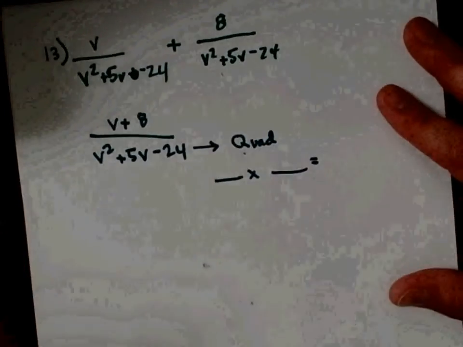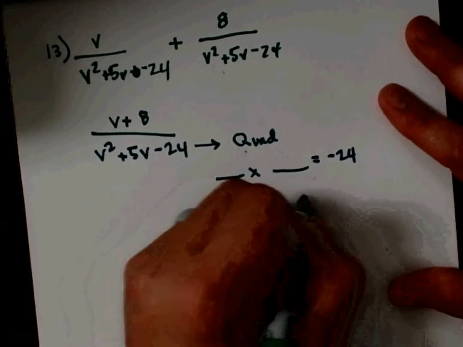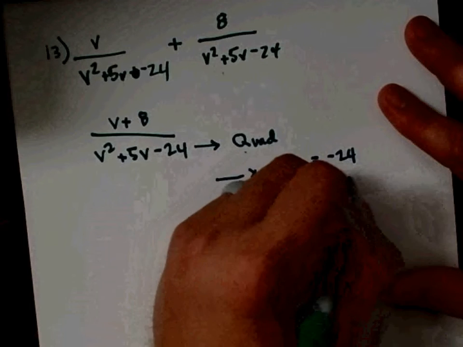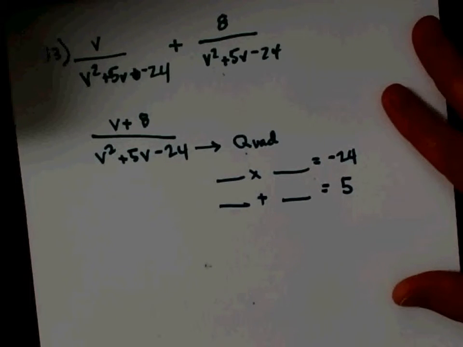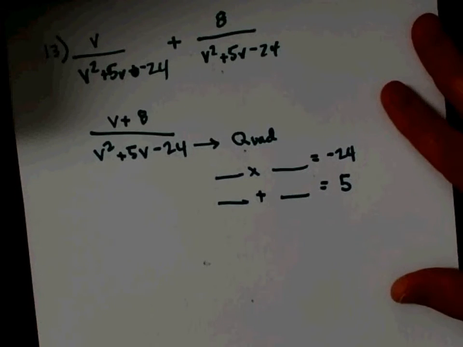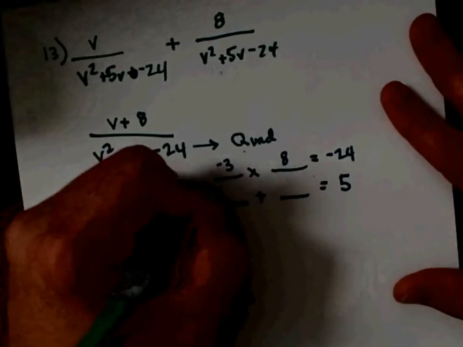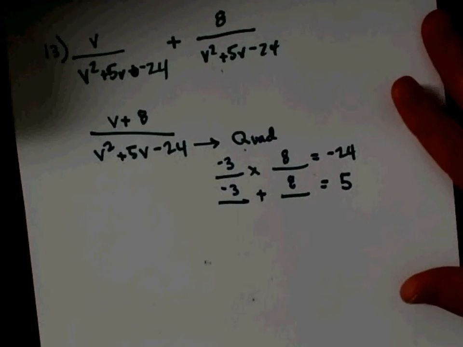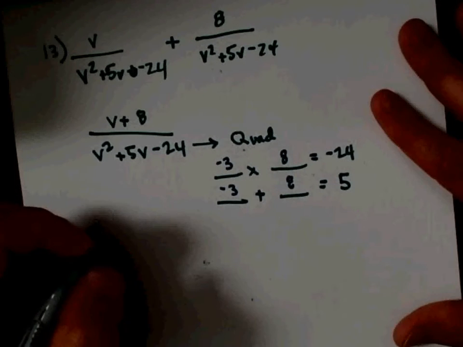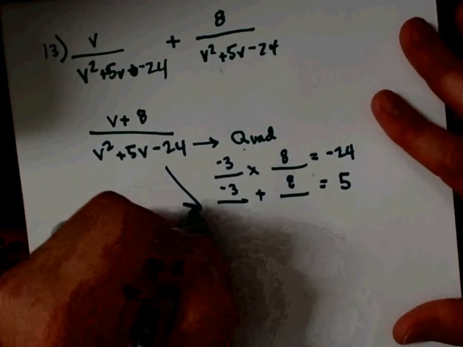multiplies to give me negative 24 and adds to give me 5? Five and 4 do not make 24. Negative 3 and 8 work for the top. Negative 3 and 8 work for the bottom. Okay? And so now, we plug this into our original.